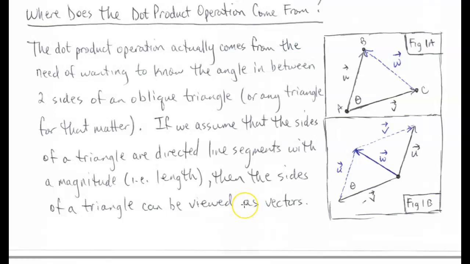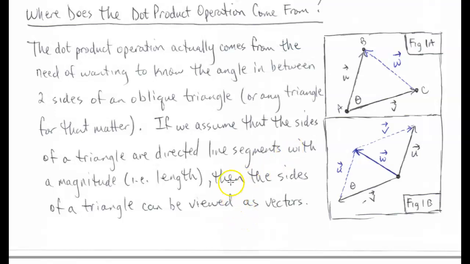Okay. Now, if we assume that the sides of this oblique triangle here are directed line segments, then by definition, we could look at the sides of this oblique triangle as vectors, because we know that the most simple definition of a vector is that it is a directed line segment that starts at some point and ends at another. Okay.